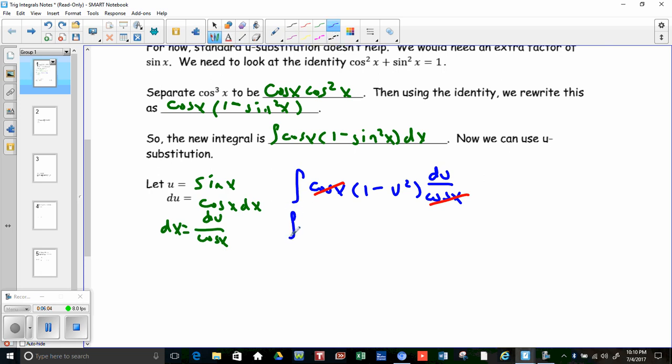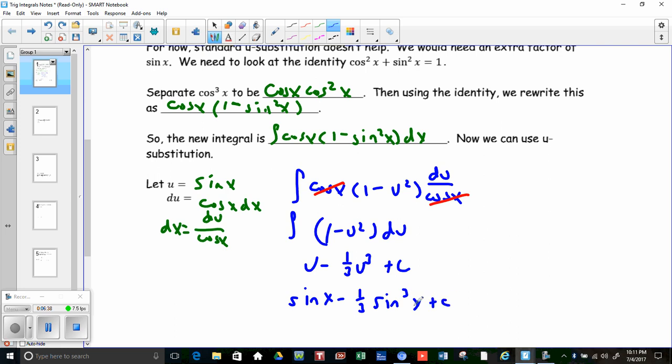And that leaves us with the new integral of just 1 minus u squared du. This should be a relatively easy antiderivative in this case, so we should get u minus 1/3 u cubed plus c. And then we have to remember to go ahead and place the original u back, which was sine of x. So the integral of cosine cubed x is sine x minus 1/3 sine cubed x plus c. And there we have the first one.